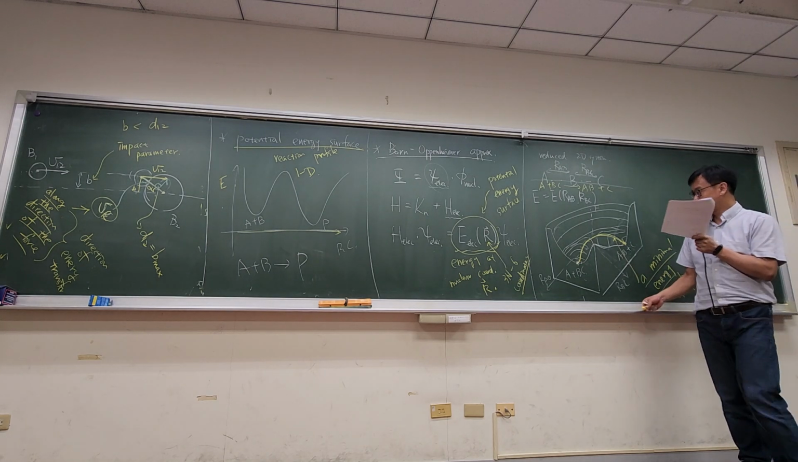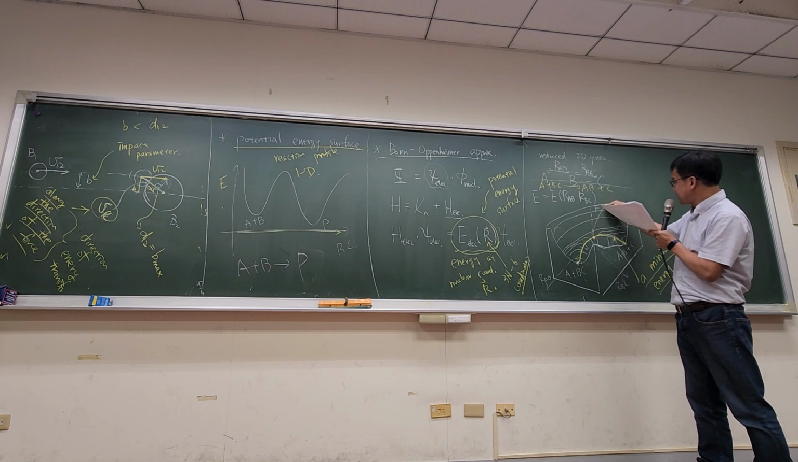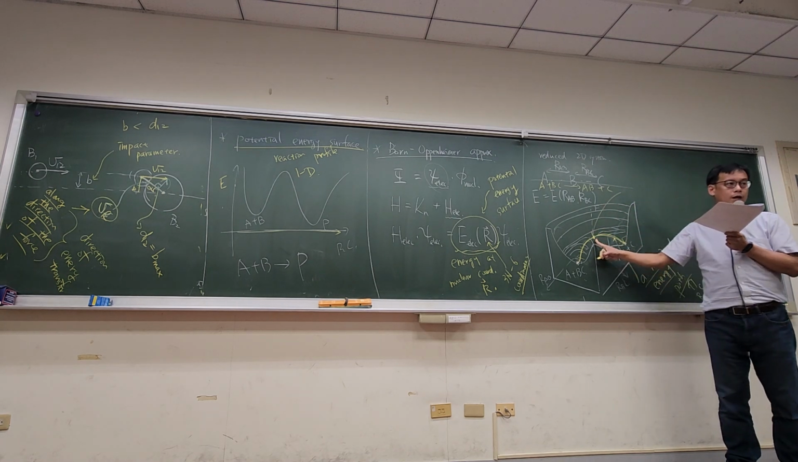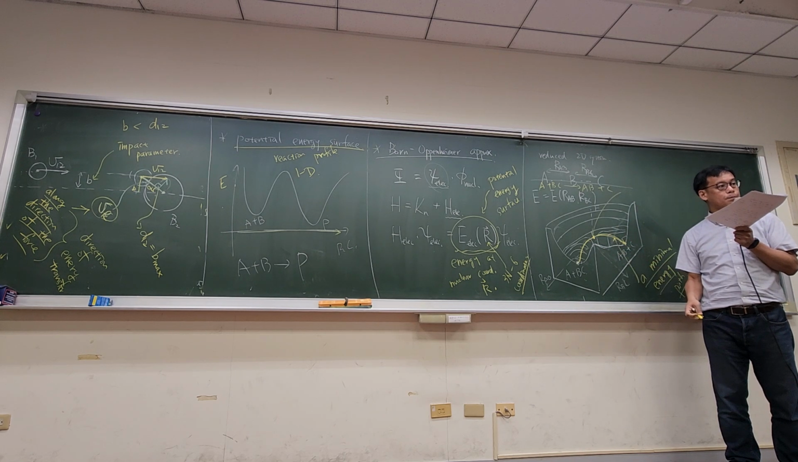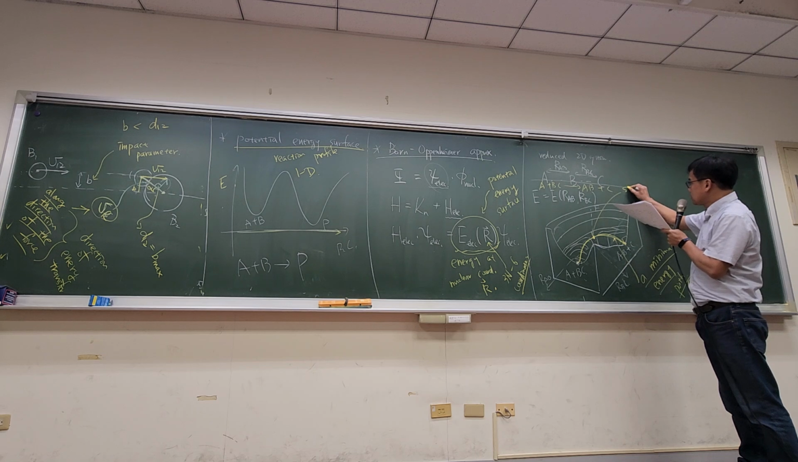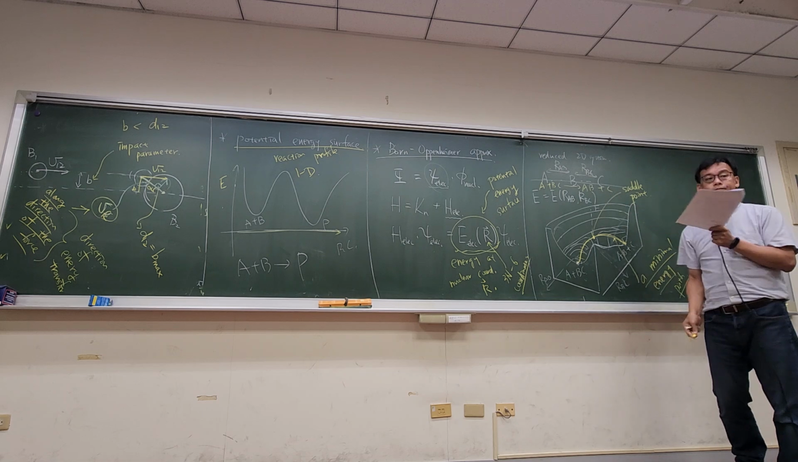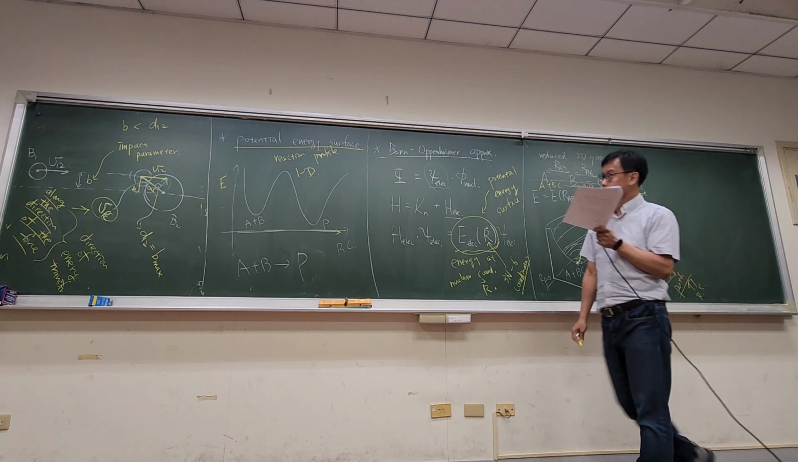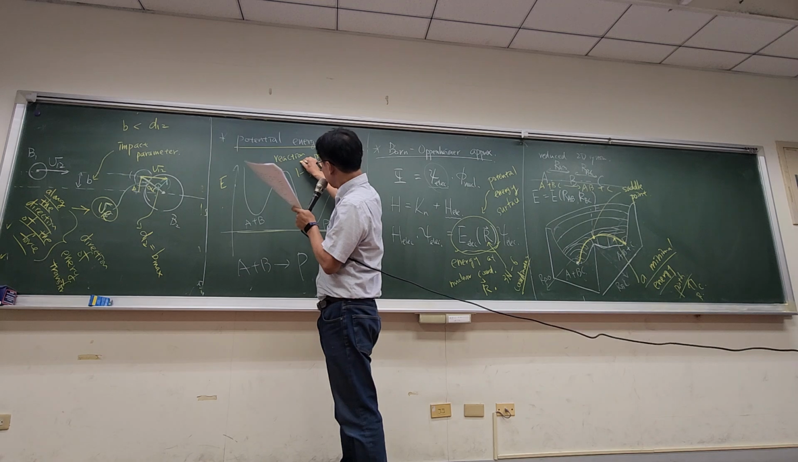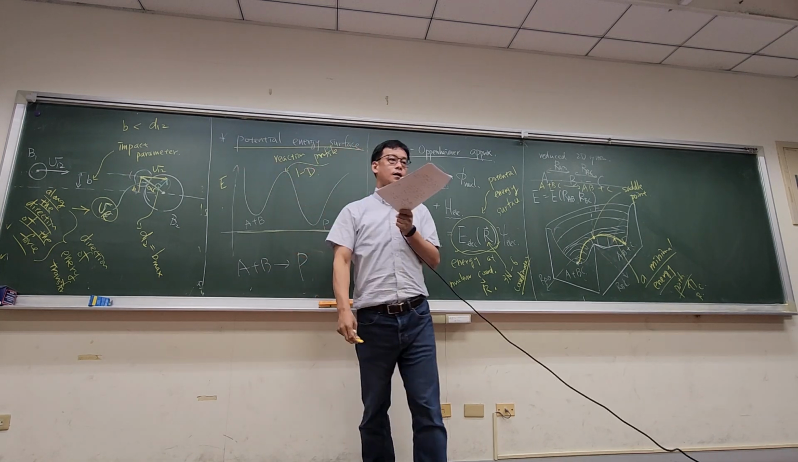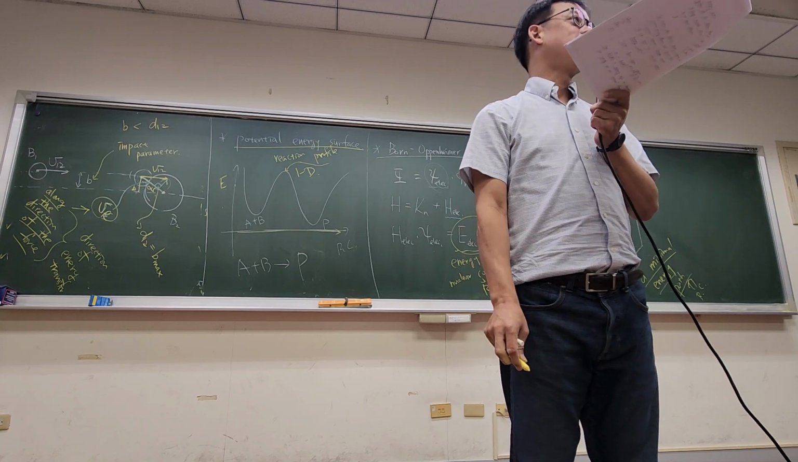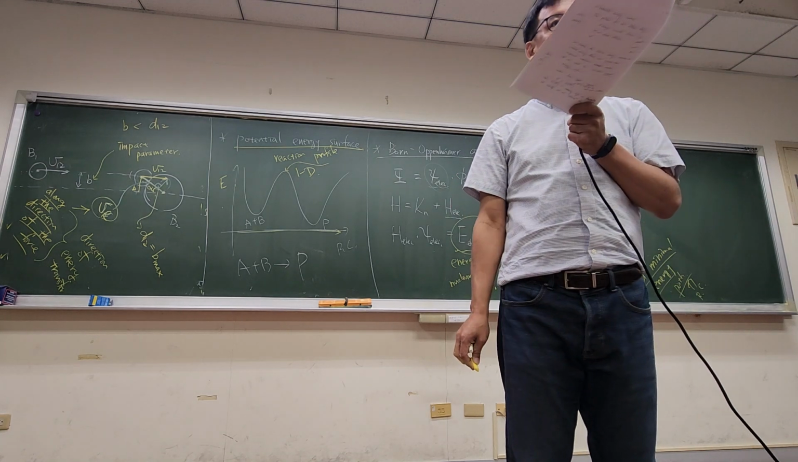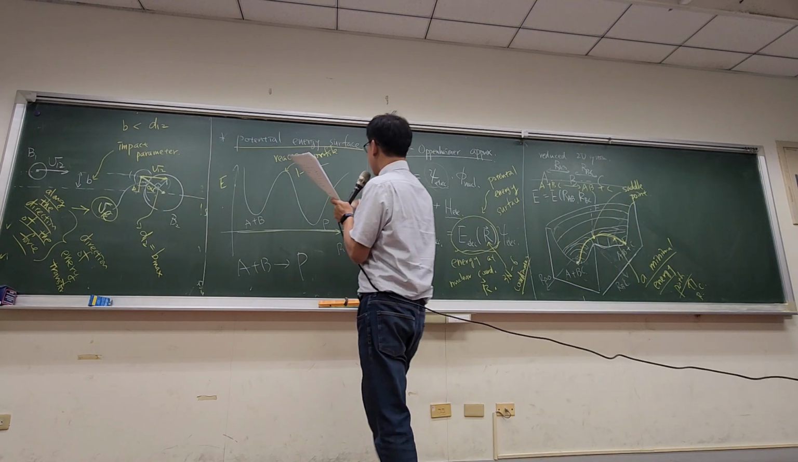And along this minimum energy path, you definitely will pass through a point. In this point, it's a maximum in this minimum energy path. Okay. This is called a saddle point. So this is the saddle point here. And what do we call this saddle point? Transition state or activated complex.